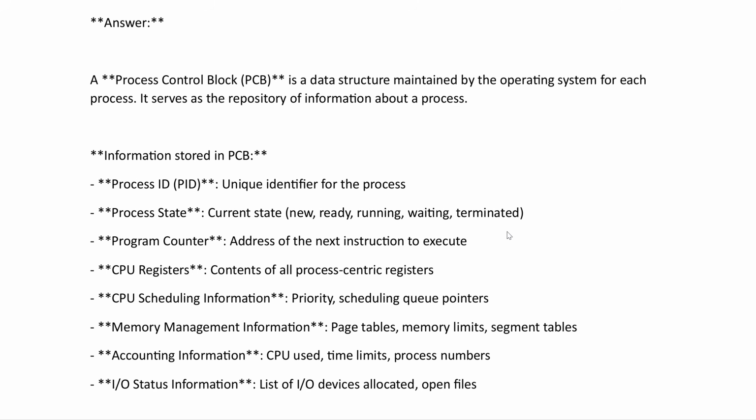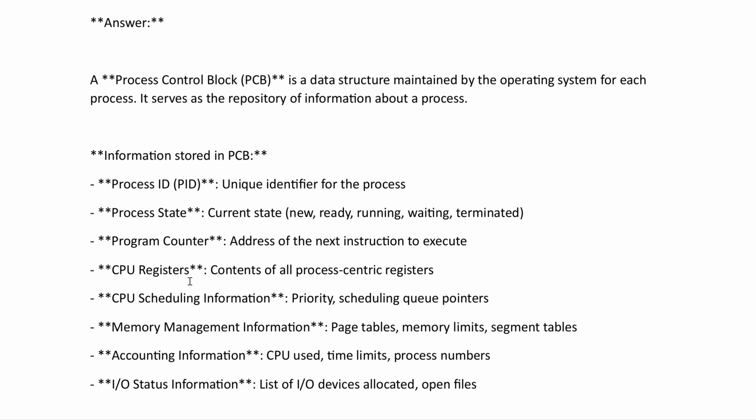For example, process ID can be stored in the process control block. Process ID is a unique identifier that identifies the process. Then the state of the process, in which state the process is in, can also be stored as information in the process control block. For example, the process can be in any one of these states: new state, ready, running, waiting, or terminated. The information about the program counter can also be stored in the process control block, and program counter contains the address of the next instruction to be executed.